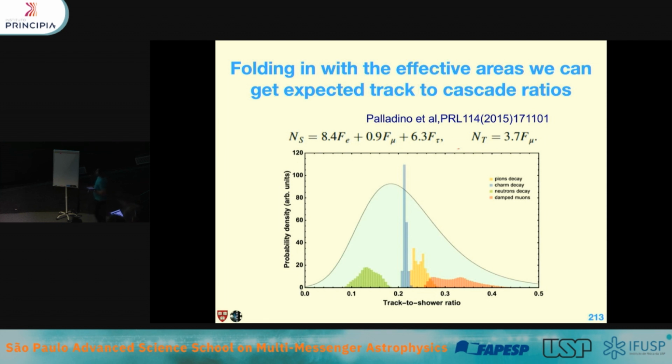And here you have predictions from different cases. If you have pion processes, you end up somewhere here, a little less than 1/3. This is the damped muon scenario. And then this is the neutron decay mode, where you typically produce a lower abundance of tracks to showers. So this gives you a sense of one way of accessing the flavor composition of neutrinos: looking at the relative contributions of tracks to showers. We actually have better ways of doing it, but hopefully it gives you an intuition.